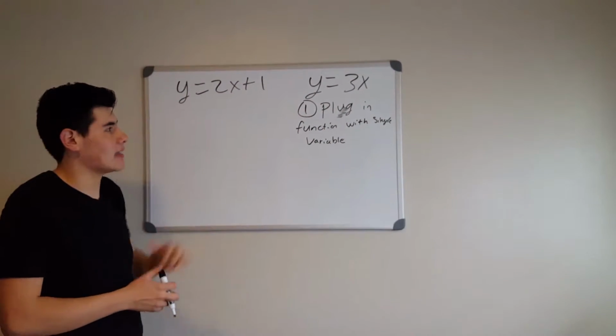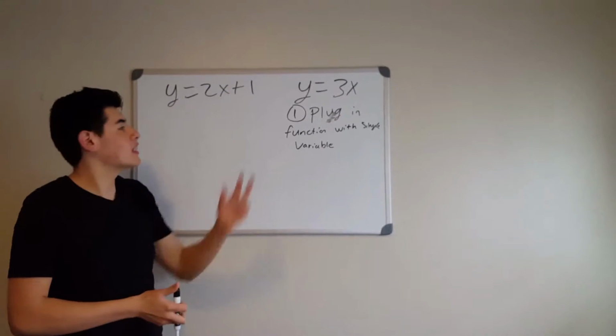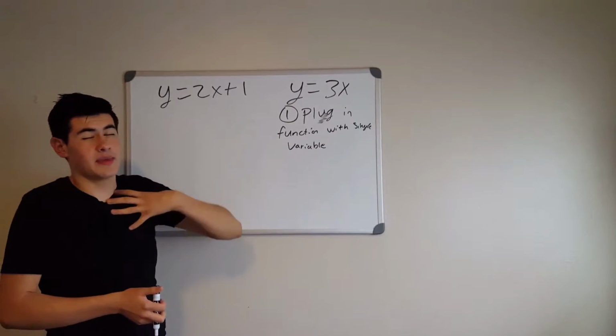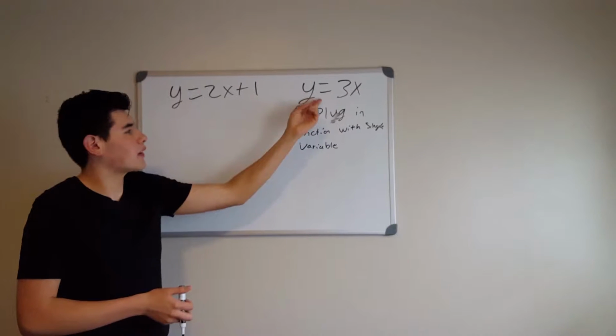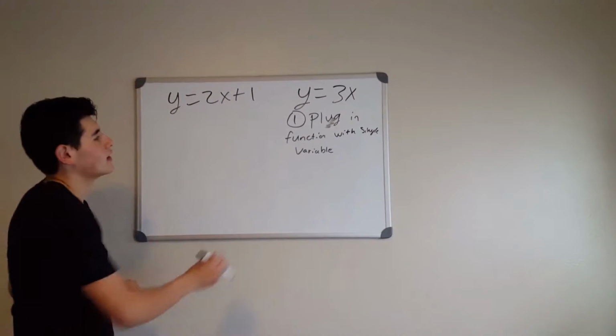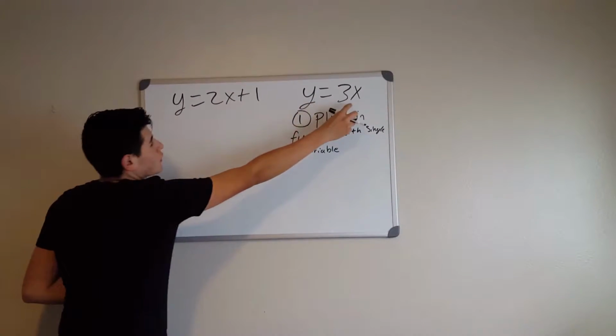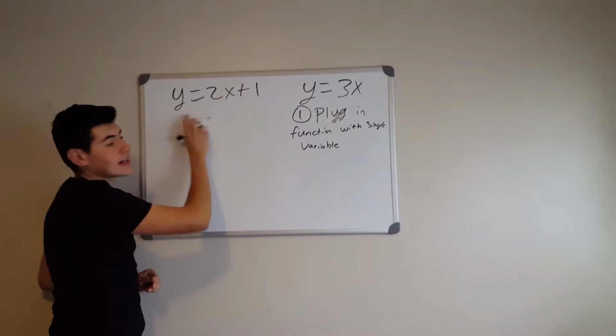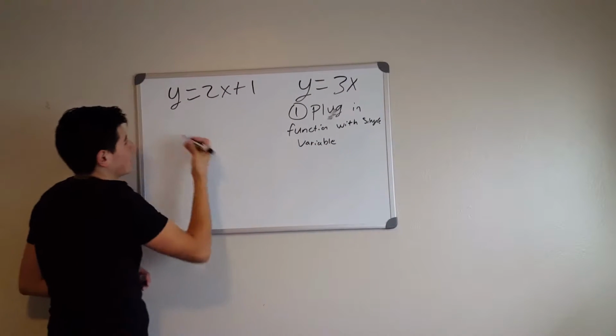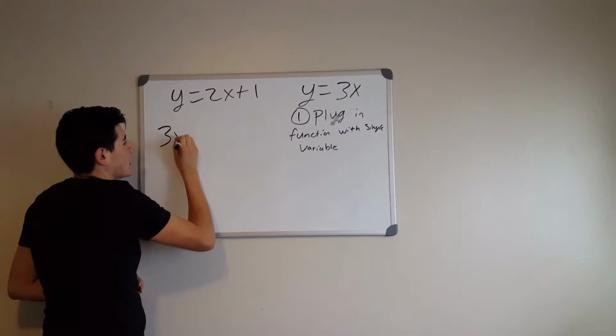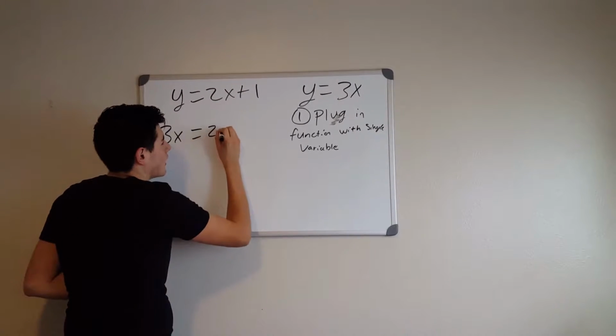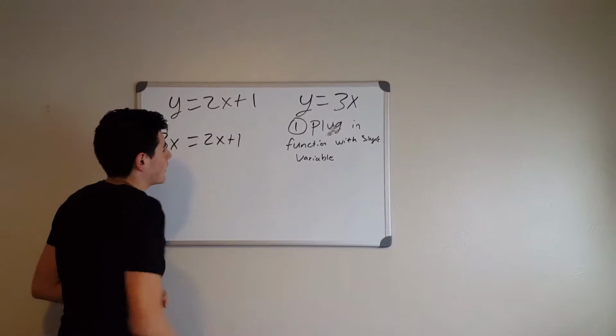This is a type of system of equations. So for this one, just because it makes more sense for me, I'm going to plug in y is equal to 3x for this y. So if y is equal to this, and we have a y here, then we're going to plug in the equivalent of y. So we have 3x is equal to 2x plus 1.